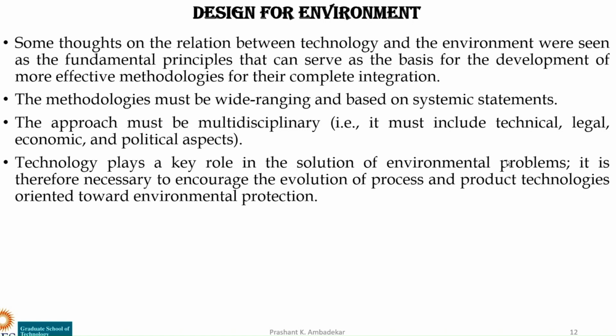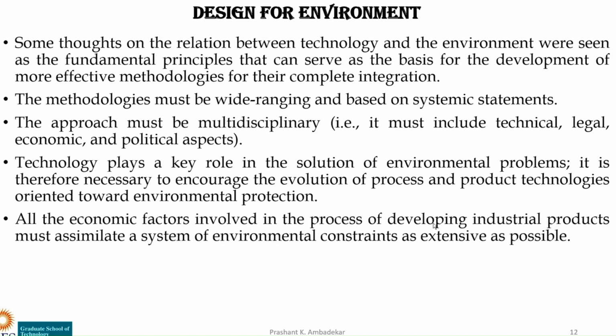Technology plays a key role in the solution of environmental problem. It is therefore necessary to encourage the evolution of process and product technologies oriented towards environment protection. The technologies through which products are manufactured should be evolved in such a way that they are oriented towards the environmental protection. Okay. All the economic factors involved in the process of developing industrial products must assimilate a situation of environmental constraint as far as possible. जितना हो सकता है उतना environment के बारे में सोच के ही product को design करना है.